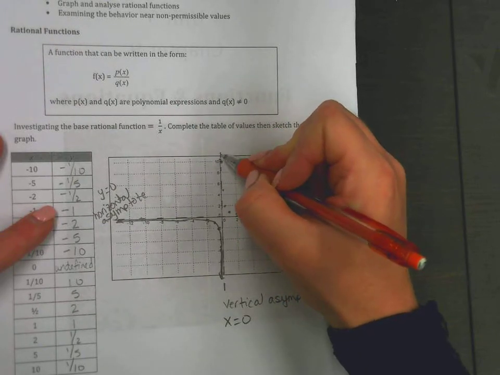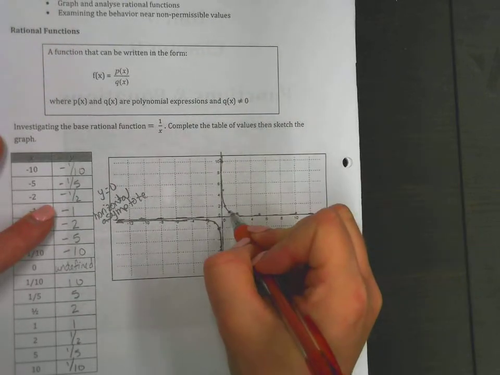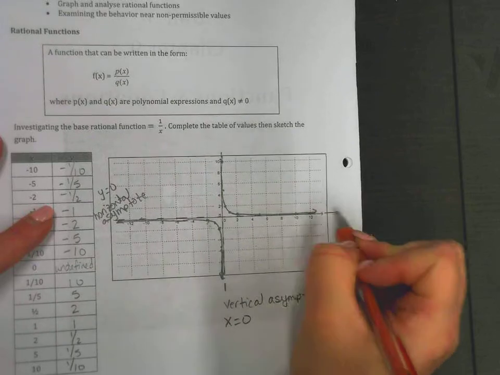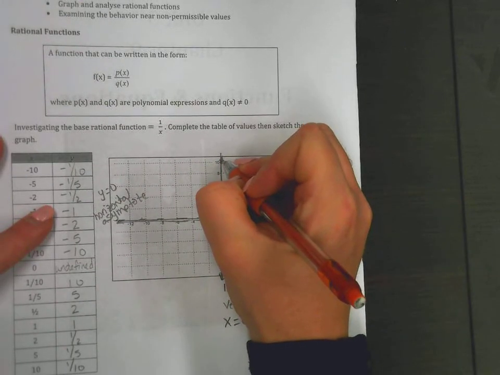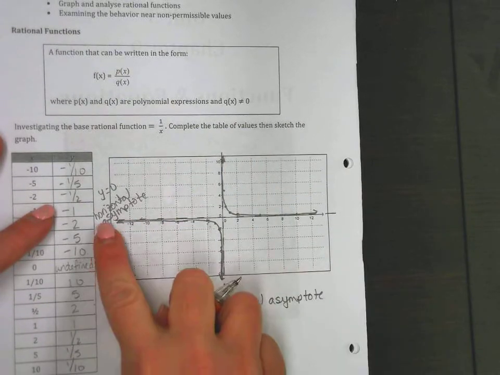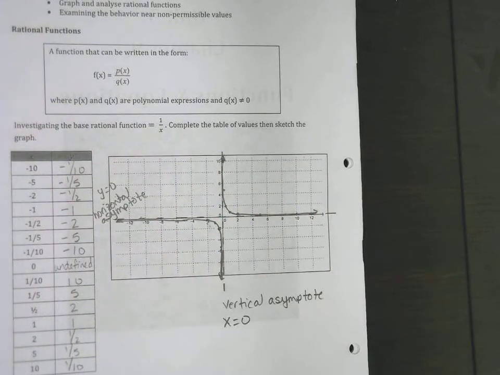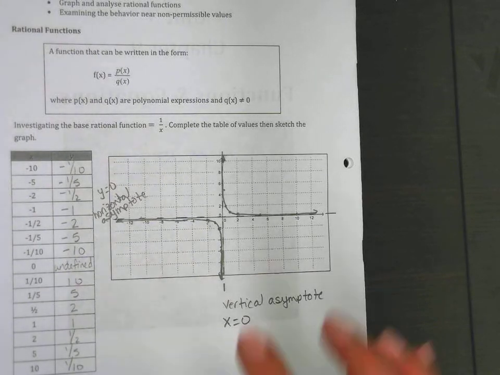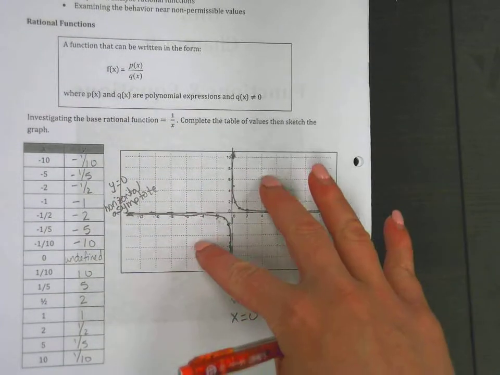So we get this curve here, and this is called a rational function, where we get a curve that always approaches two asymptotes, a vertical and a horizontal asymptote. We have to have a good idea of what this base function looks like in order to transform this function, just like anything else we've done with functions. At a quick glance, our rational function is going to look something like this.